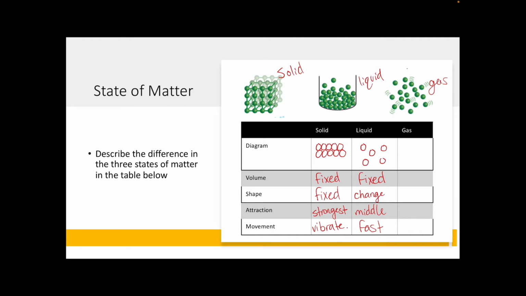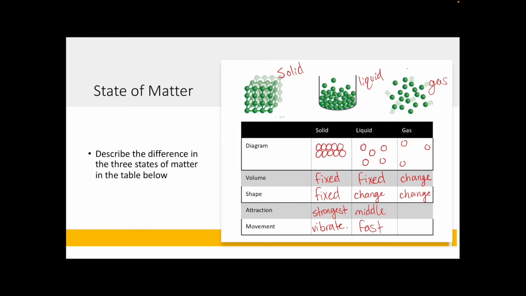Lastly, for gas, these particles we would draw very far away. For volume, the volume can actually change. And that is why we can have gases under pressure, because we can change the size of the container it's in and therefore change the volume of the gas. In terms of shape, this would also change, and that's why gases spread and move freely.